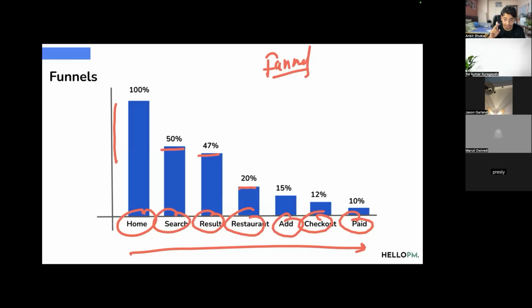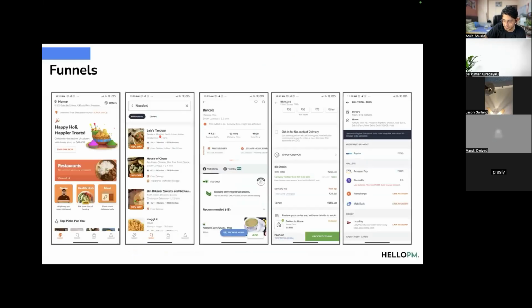Okay, now guys, tell me, why is there a drop off between 100 to 50%? Let me show you the diagram. This is the diagram. This is screen 1. This is screen 2. Why is there a drop off of 50% from here to here?